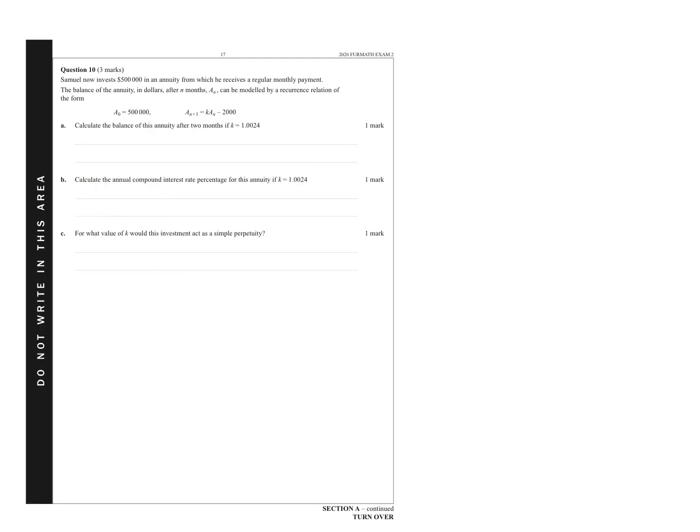Okay, so Sam now invests his 500,000 in an annuity. So we're most likely heading into finance solver now. So PV will be a negative for an annuity. He receives regular monthly payments, so that is PPY is 12. And we also know because he's receiving payments, it will be positive on finance solver. Okay, and here he goes.